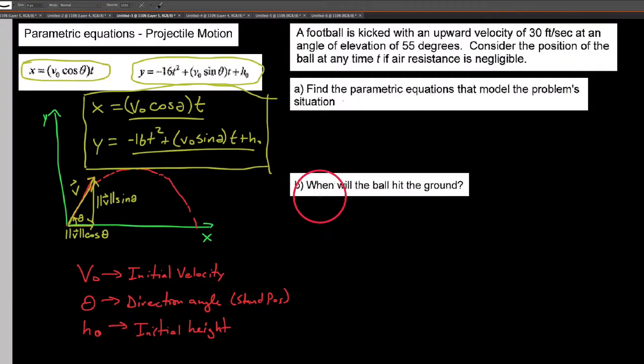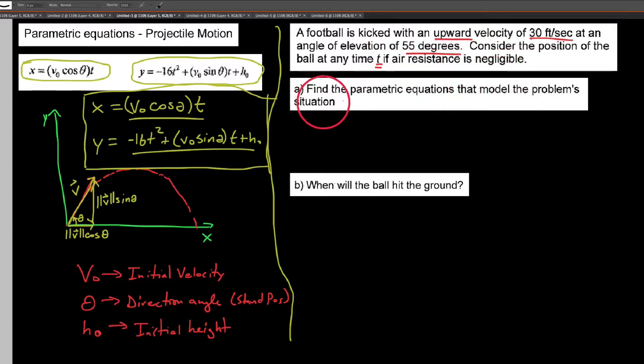So looking at parametric equations to describe the position of an object, I want to look at a situation where we talk about maybe the path of a football through the air using these two equations. We say that a football is kicked with an upward velocity of 30 feet per second at an angle of 55 degrees. What we want to do is consider the position of the ball at any time t if air resistance isn't to be worried about, if it's negligible.